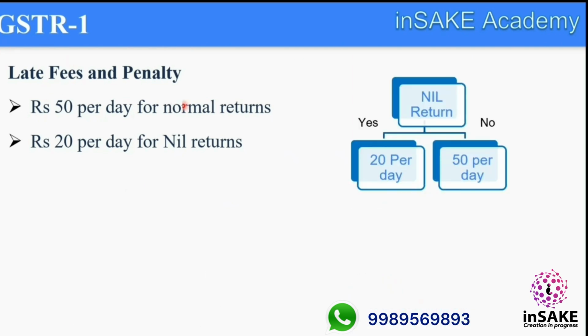So when we're computing the late fee and penalties, we need to see whether it's a nil return or not. If it's a nil return, the late fee and penalty is reduced to 20 rupees per day. And if it has an outward supply of goods and services, if he has some turnover when he is filing the return, he has to pay 50 rupees per day of the default.